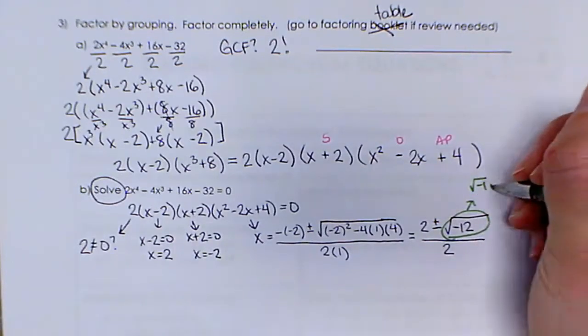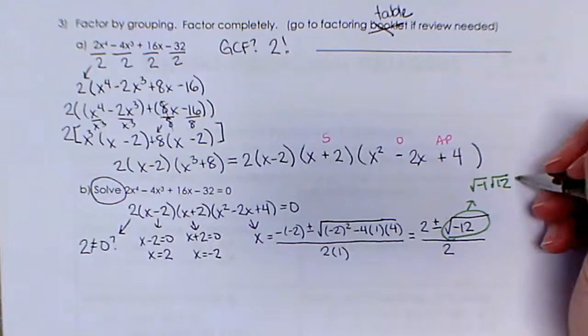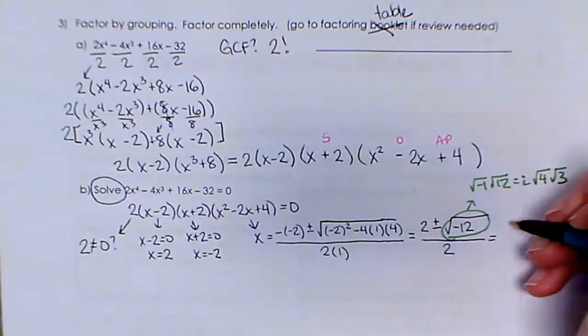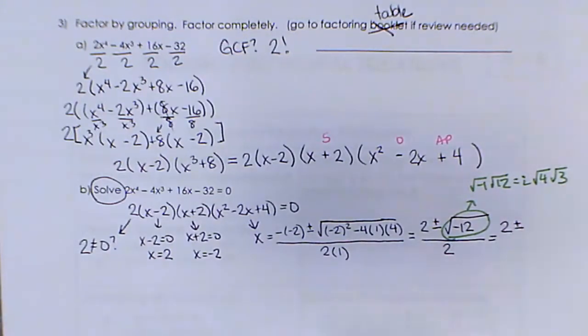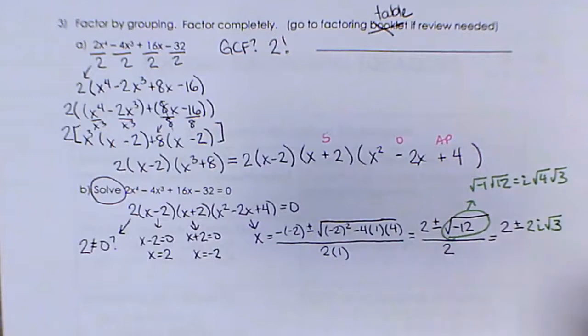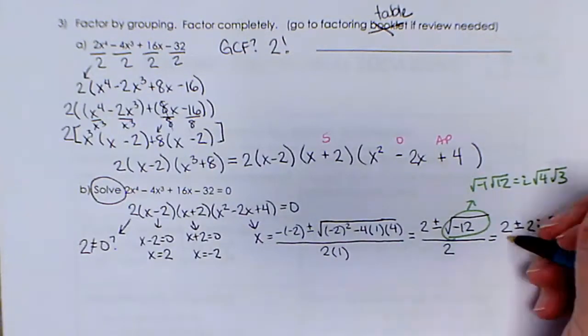The square root of negative 1 and the square root of 12 would be i times the square root of 12. Well, the square root of 12 can be broken up into the square root of 4 and the square root of 3, because 4 times 3 is 12. So when I put all of this together, I end up with 2 plus or minus the square root of 4 is 2, with an i and a square root of 3, all over 2.